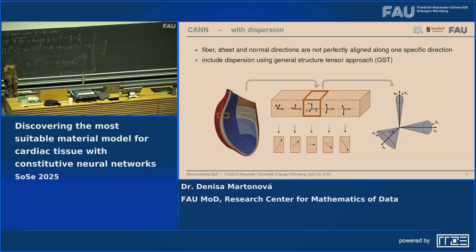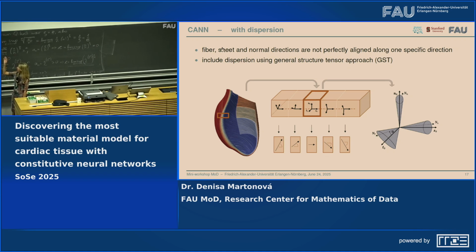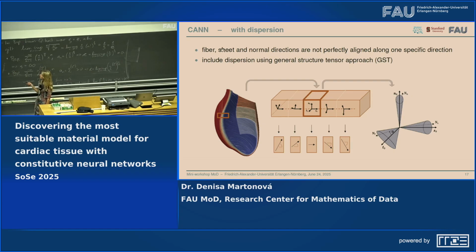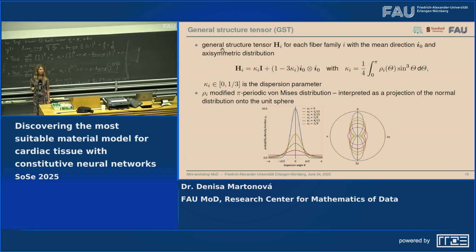This is denoted by the blue cones, and we can assume that the fibers and the other fiber families are located within these cones with some probability density function, and this we can model with different approaches. There is one which is very easy to apply, and therefore we have followed this approach. It's called the generalized structure tensor approach, such that if we assume an axisymmetric distribution, then we can characterize everything just with a single scalar value kappa.